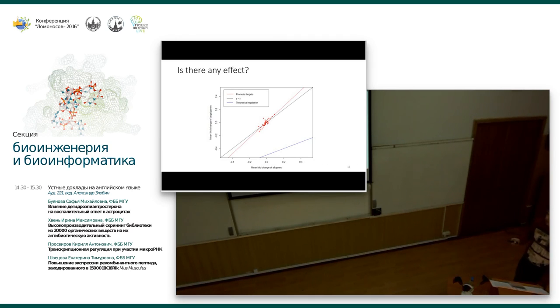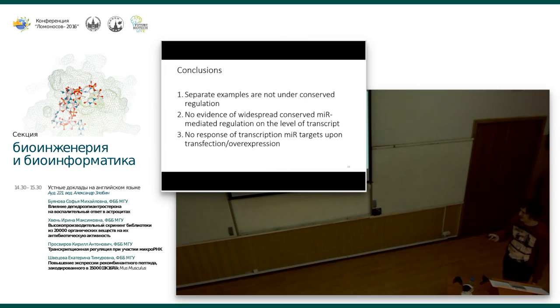To prove this, we analyzed the mean fold change of all genes and mean fold change of targeted genes for one microRNA and built a plot. So if we have some theoretical regulation, our line will be blue. But we do not have it, because our line is black, or red. So there's simply no effect. Shortly, conclusions: separate examples are not under conserved regulation.